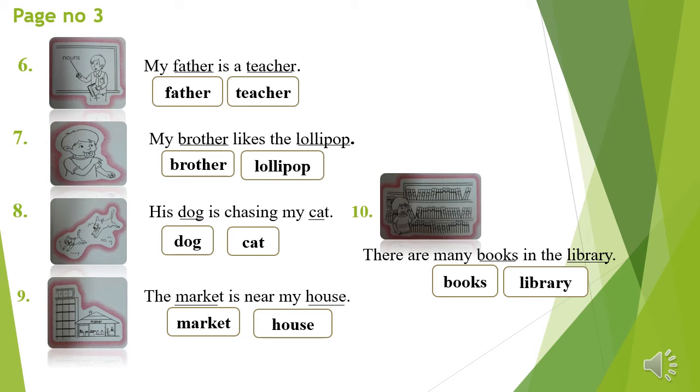Number 8. His dog is chasing my cat. Dog and cat are nouns. Number 9. The market is near my house. Market and house are nouns. Number 10. There are many books in the library. Nouns are books, library.